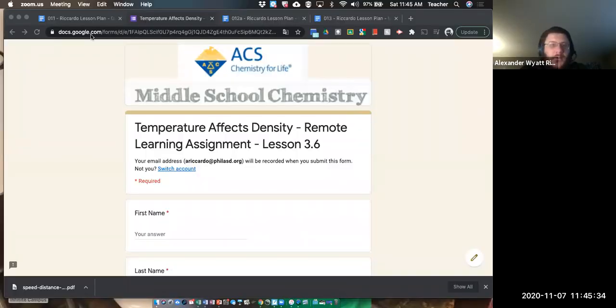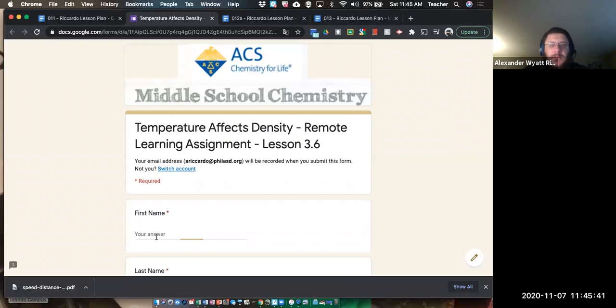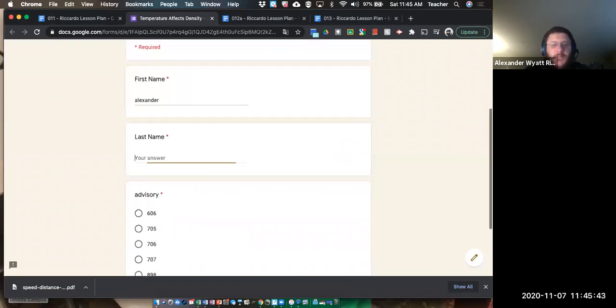Today I'm going to take a look at the final lab in our exposé on density. This is temperature affecting density. All right. See how long it takes us, see how far it gets. All right.